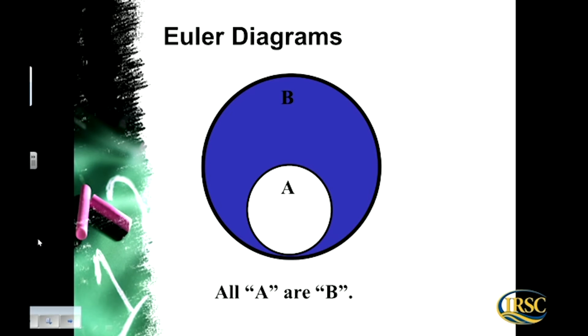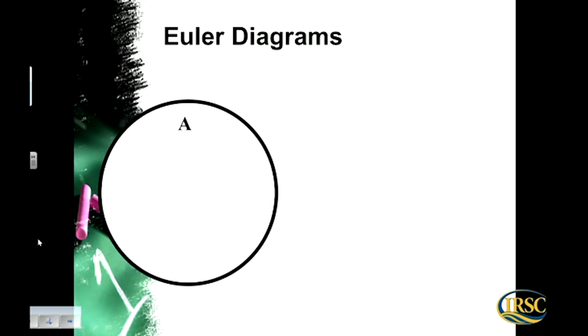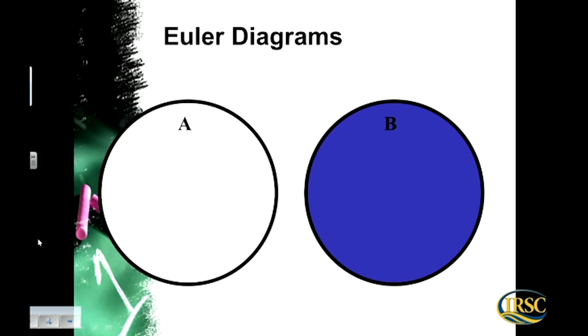The next quantitative statement, when the circles don't touch, then this means you have a, what kind of, no, right, no A are B. They don't touch, no A are B. Nothing in common. Okay, no A are B.